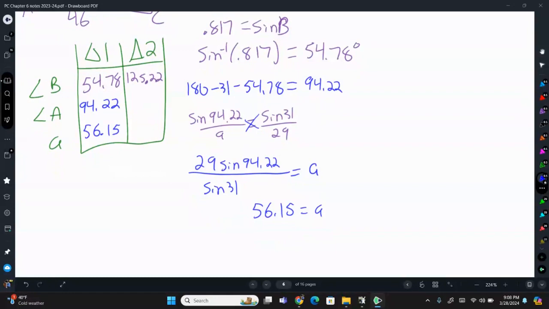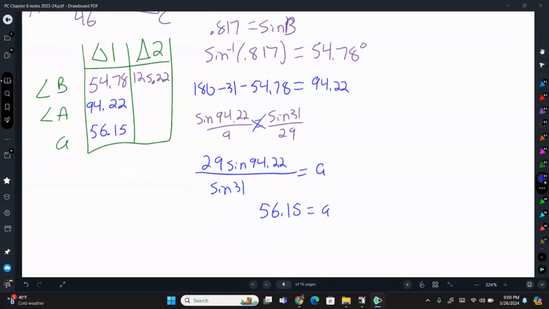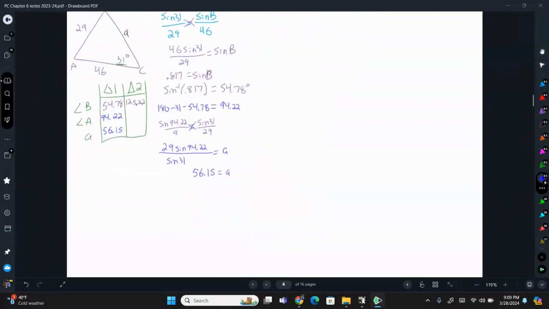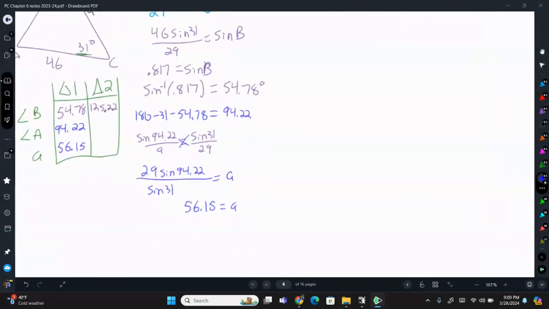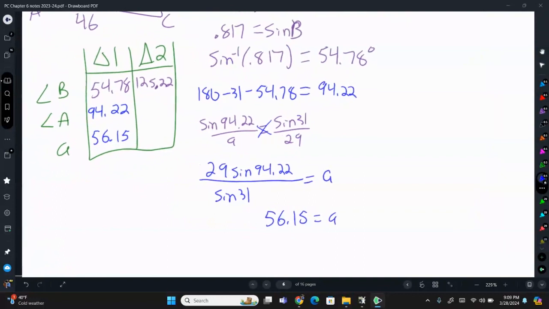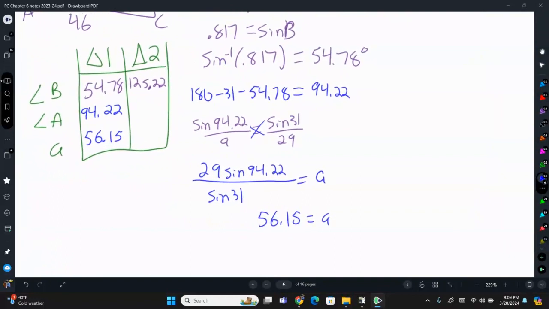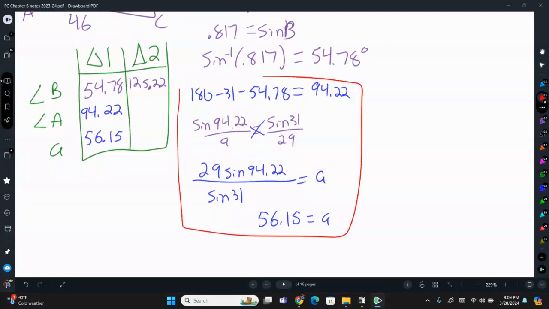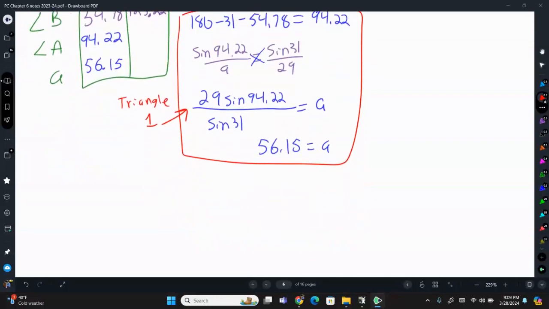Okay, so now we have to work on triangle 2. And that's why I gave us a lot of space here, so that way we're not having to write really small. So now with triangle 2, right here, this was triangle 1. Now triangle 2, we have to start where we left off.